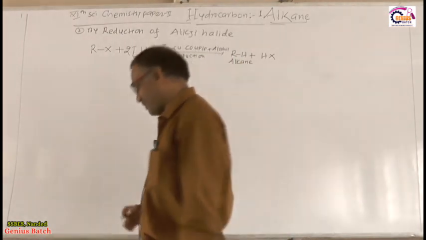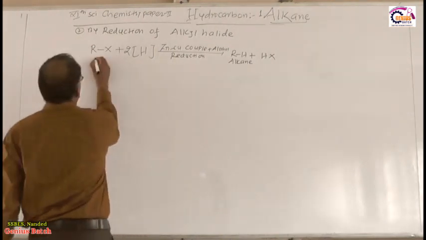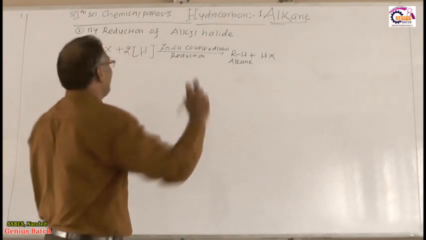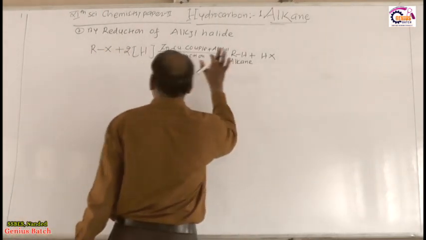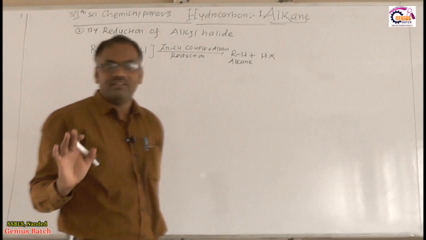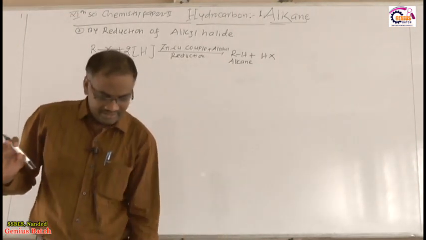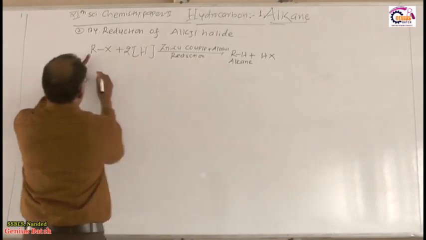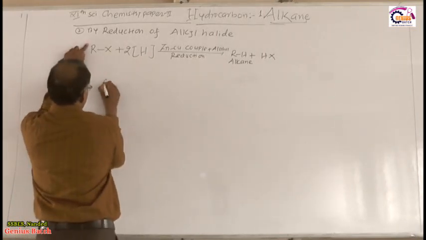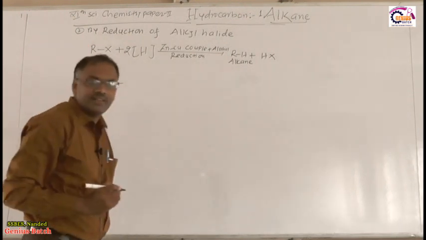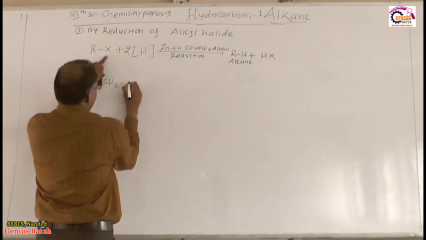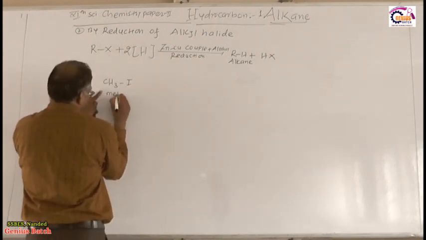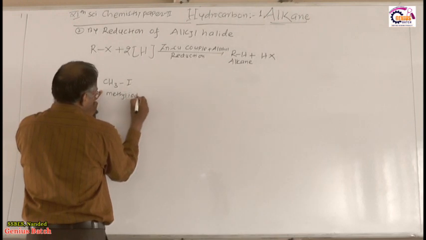Now let us take the example. So what is the general reaction? The alkyl halide is reduced by using the zinc copper couple and alcohol, then it gives the alkane. So this is the first general reaction. Now let us take the example. Instead of this R, suppose I have taken CH3, and instead of this X, iodine. Therefore this is methyl iodide.